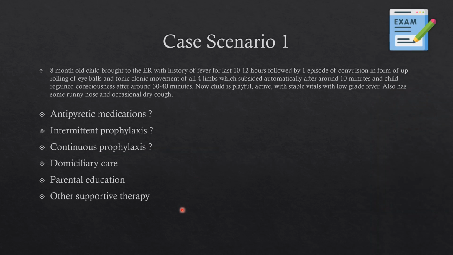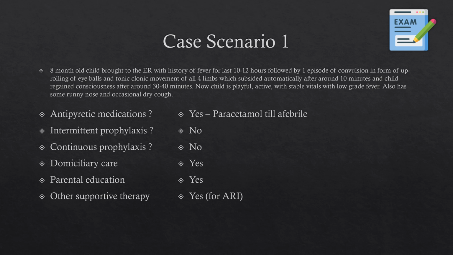So, is any antipyretic medication needed? Obviously yes. Paracetamol will be given for the initial 48 hours or till the child is afebrile. Is intermittent prophylaxis needed? No. Is continuous prophylaxis needed? No. Is domiciliary care to be advised to the parents? Obviously. What parental education is to be given? We have learnt all the steps. And what other supportive therapy is indicated in this case? Yes, for the acute respiratory illness, we need to give supportive therapy in the form of antipyretics, antihistaminics, and nasal drops, and we need to explain the danger signs to the parents so that they will know when to bring the child to the hospital immediately.